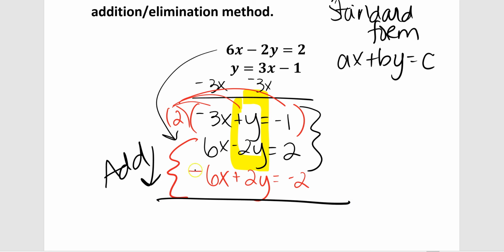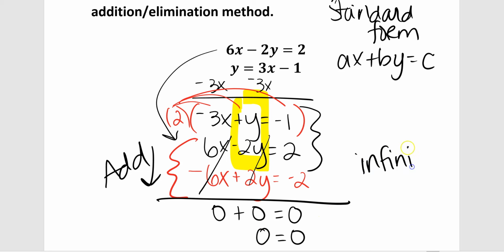So 6x plus negative 6x cancels to 0. Negative 2y plus 2y cancels to 0. Equals 2 plus negative 2 is 0. So 0 equals 0. Well, that's a true statement, but our variables are gone. So whenever this happens and we get a true statement, that means that we have infinite solutions.